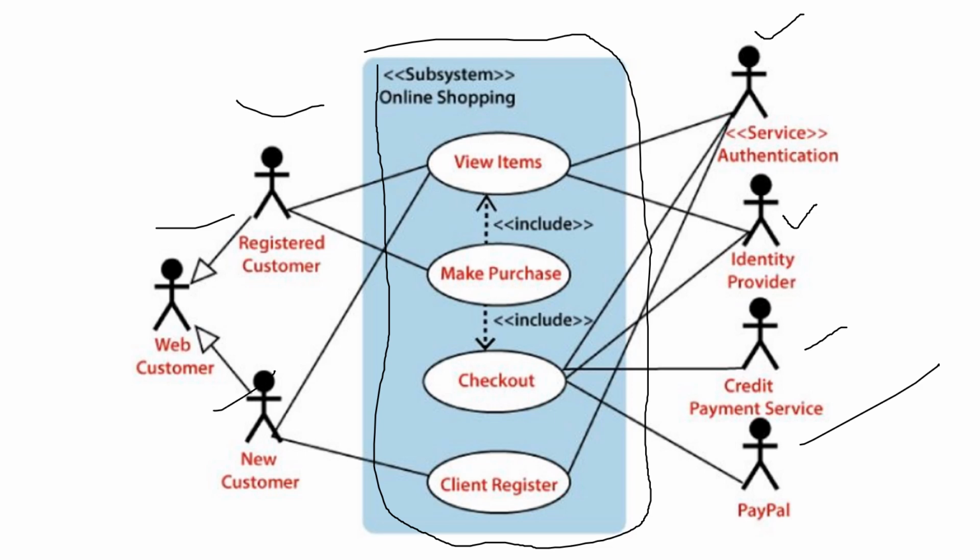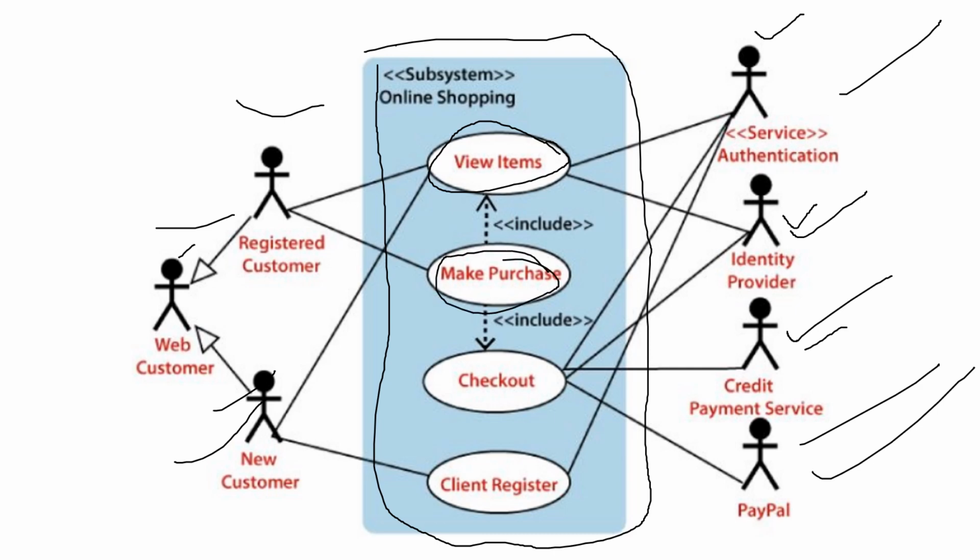This is basically a use case diagram for an online purchase system, right? So we have the web customer, the registered customer, and the new customer. Then on this side, we have the service authentication, identity provider, credit payment service, and PayPal. Inside the subsystem, we have the use cases, that is view items, make purchase, checkout, and client register.